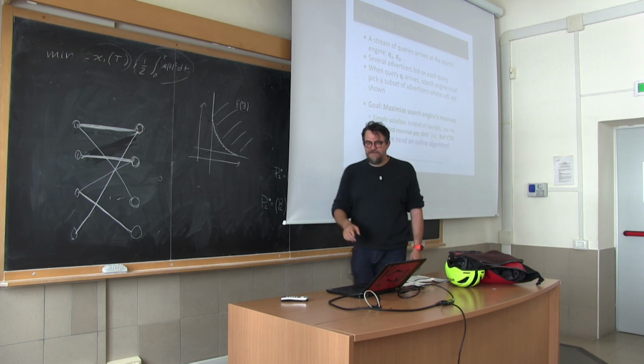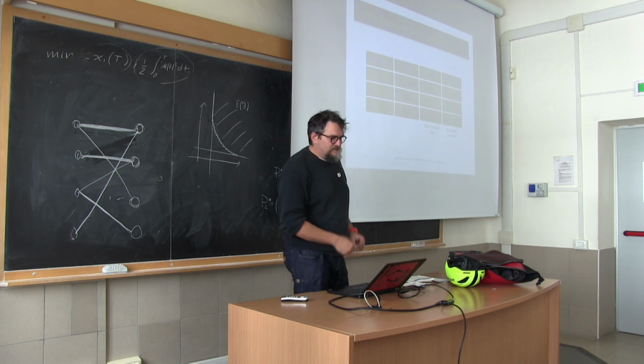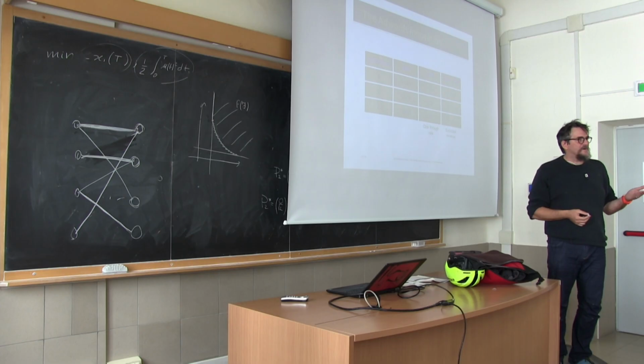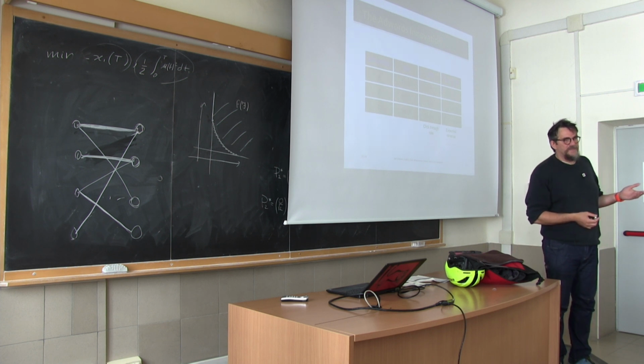Okay, so let's see one possible solution. The solution that seems to be the simpler one is a solution that takes into consideration only the bid, right? So if the advertiser A bids $1 and the advertiser C bids 0.5, the simpler solution is the one that will assign the slot to the advertiser A, because it's the one with the highest bid.